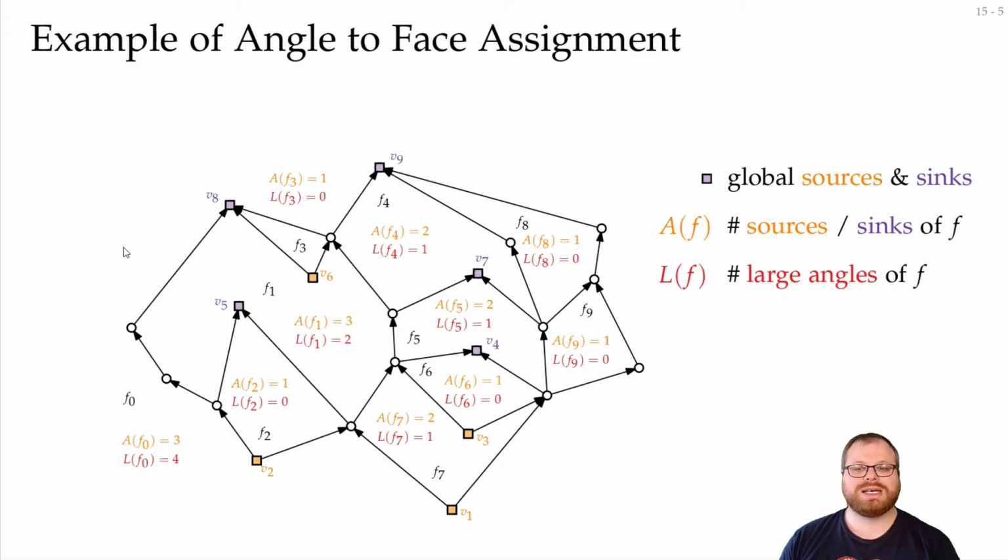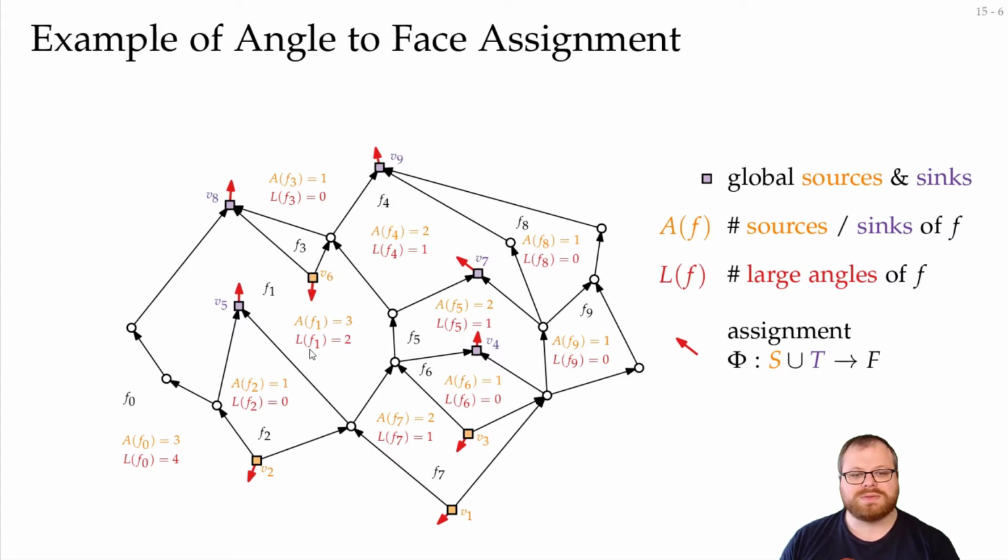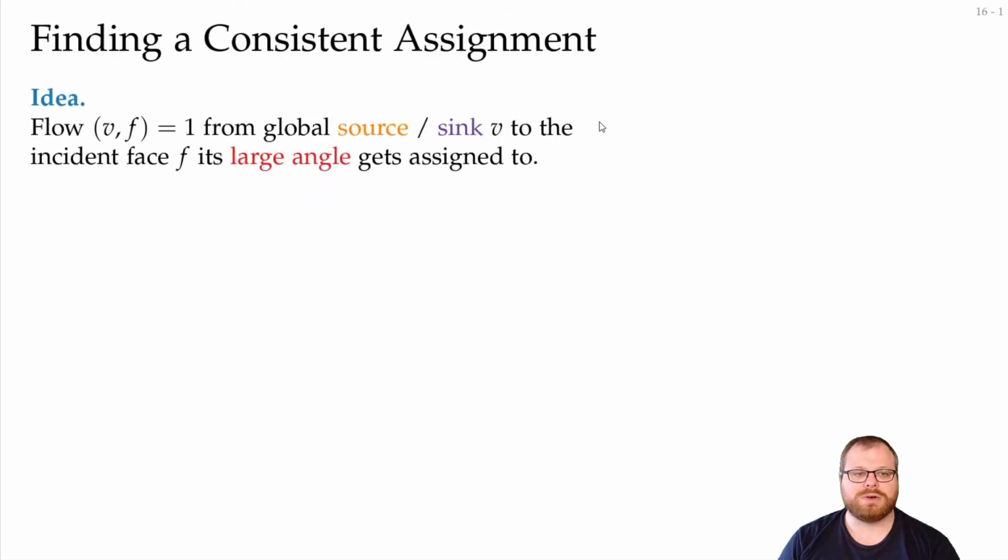And now we want to assign the global sources and sinks to the faces, such that to every face we assign exactly as many vertices as we need large angles. And this here should look familiar to you. We have some vertices, we have some faces, and we want to have some angle assignments. That's almost the same as we had in the orthogonal drawings. There we also wanted to go from vertices to faces, but also from faces to faces. And here we can actually solve it almost the same way, via a flow network.